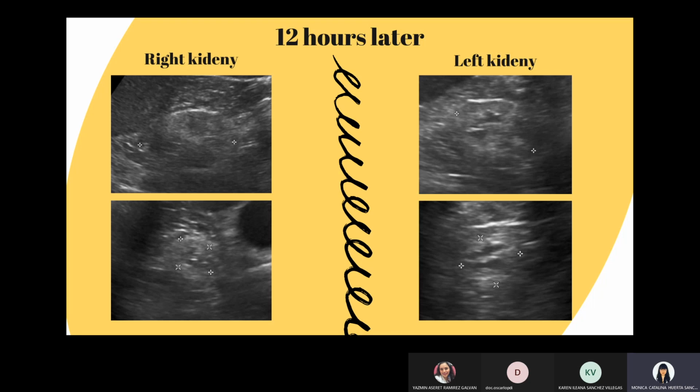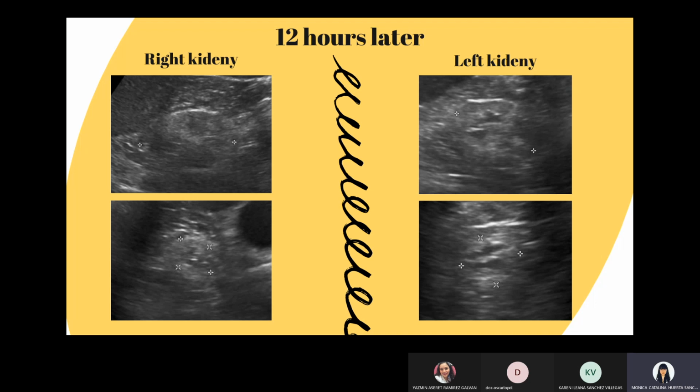So 12 hours after the surgery, we performed a Doppler ultrasound of the kidney. And in our institution, when we perform these sort of follow-up exams, we first review the native kidneys. So here we have 4 images of the right kidney and the left kidney.